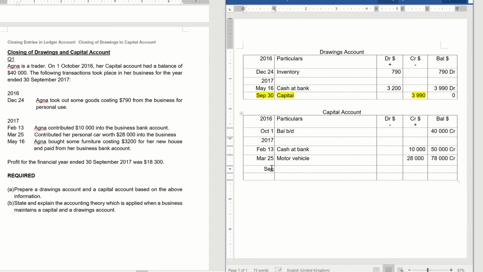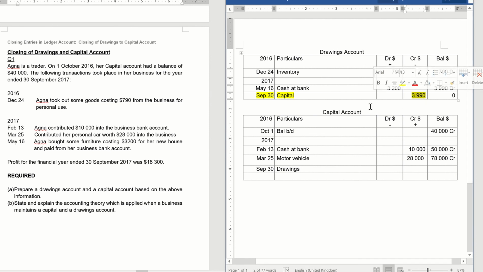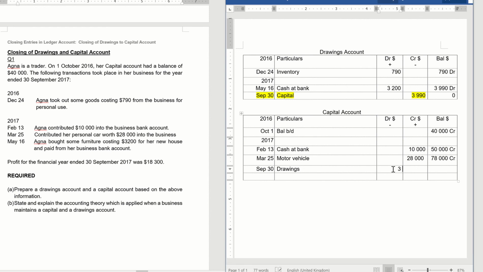So on September 30th, in your capital account, what do we write for our particulars? You write drawings. Should I debit or credit? In the drawings account, you credit. So in the capital account, you should debit 3,990. And if you are still unsure, drawings reduce capital. So find out the amount at the end of it.